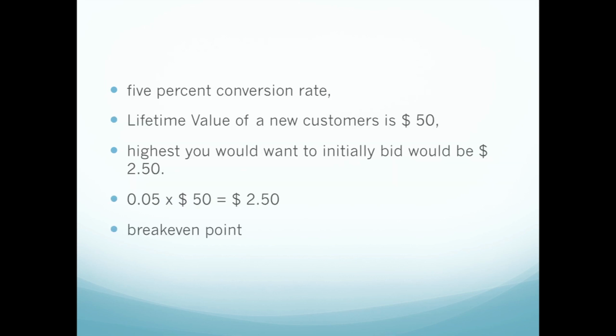So if you have a 5% conversion rate, and the lifetime value of a new customer is $50, then the highest you would want to initially bid would be $2.50, because that would be 5% of the lifetime value, which is $50, which is $2.50. So 0.05 times $50 equals $2.50. So that is your break-even point. You're spending on marketing, and then you're breaking even from the customers that you convert from that advertising campaign. But you are acquiring new customers as well.